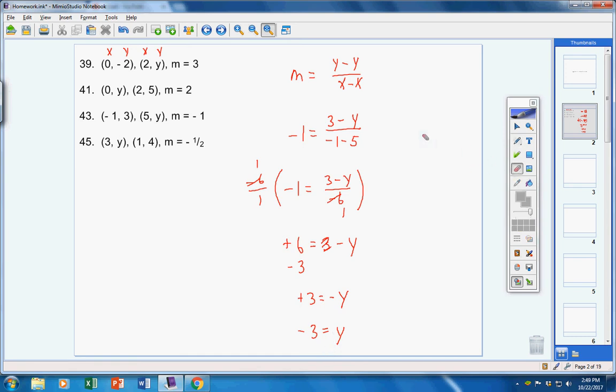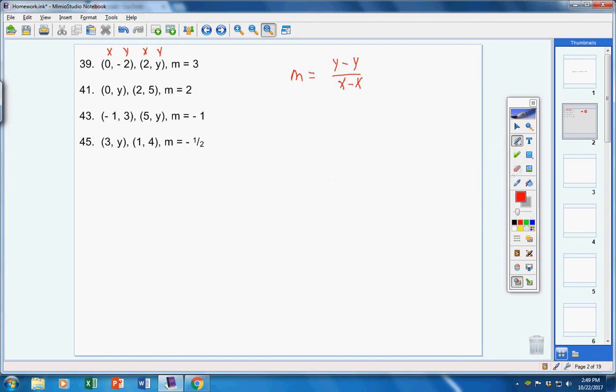And now lastly, number 45, my m is negative 1/2. My first y is y. My second y is 4. My first x is 3. My second x is 1. Okay? Now, I can simplify positive 3, negative 1. And when I do, that becomes a positive 2.